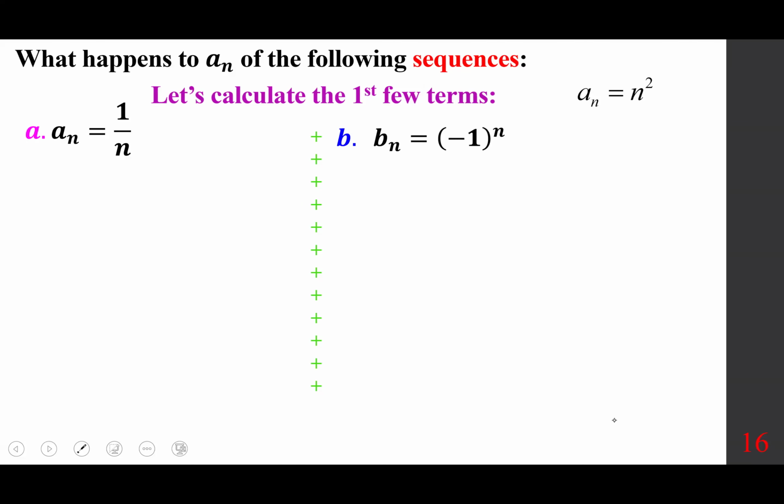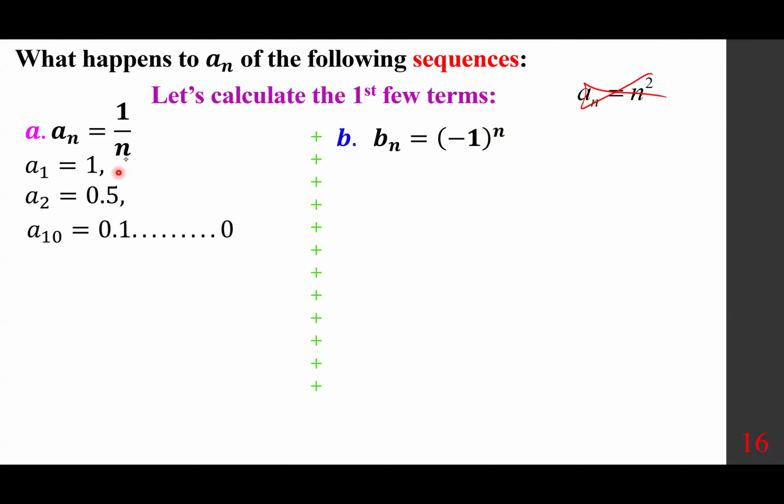As an example, let's see what happens to these two cases by calculating the first few terms. That's the concept of looking at the long-term effect, or the limit. Notice if I put n equals 1, I get 1 over 1, or 1. If I put 2, I get 1 half, or 0.5. If I put 3, I get 1/3. If I put 10, I get 1 over 10, or 0.1. So what happens? It clearly is getting smaller.